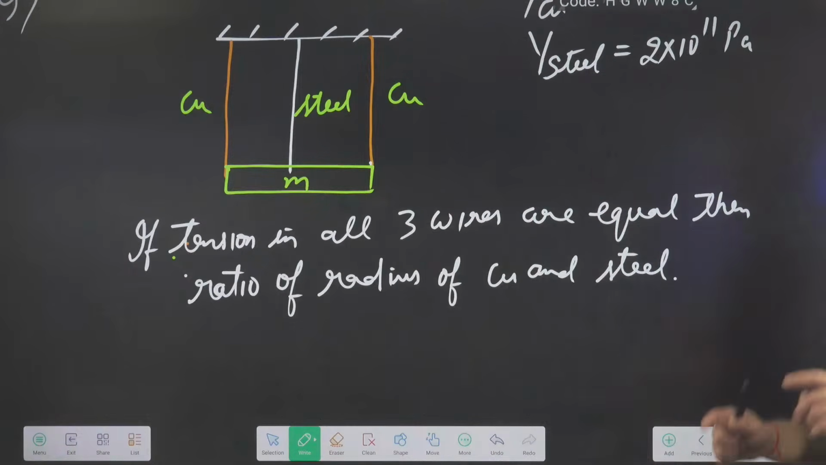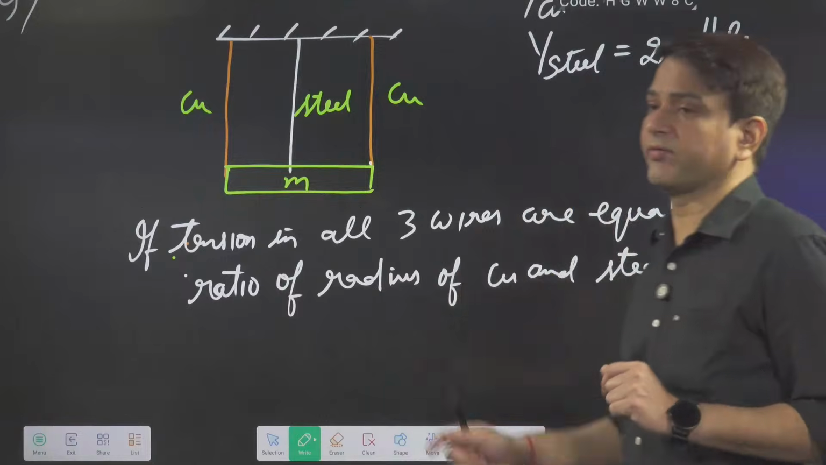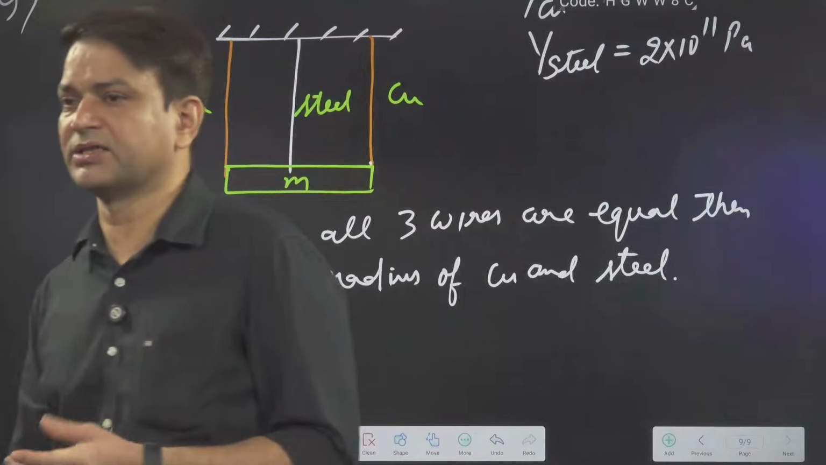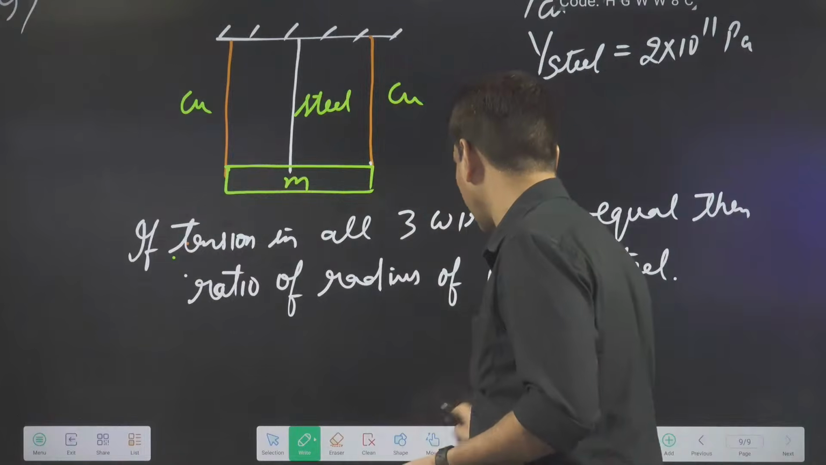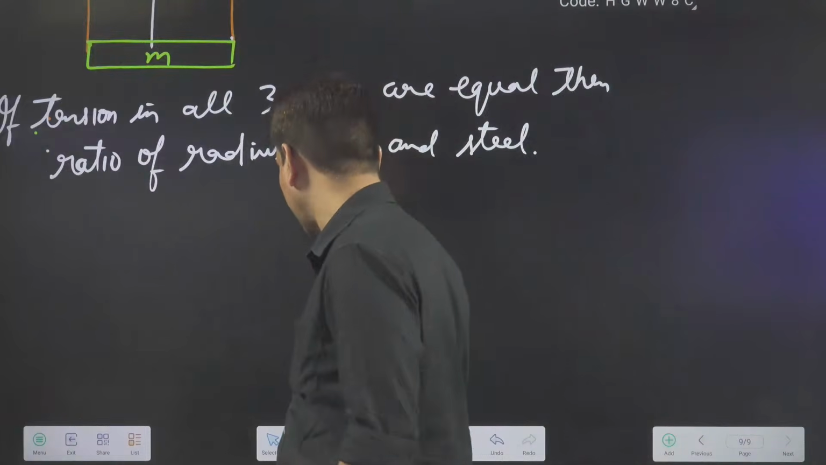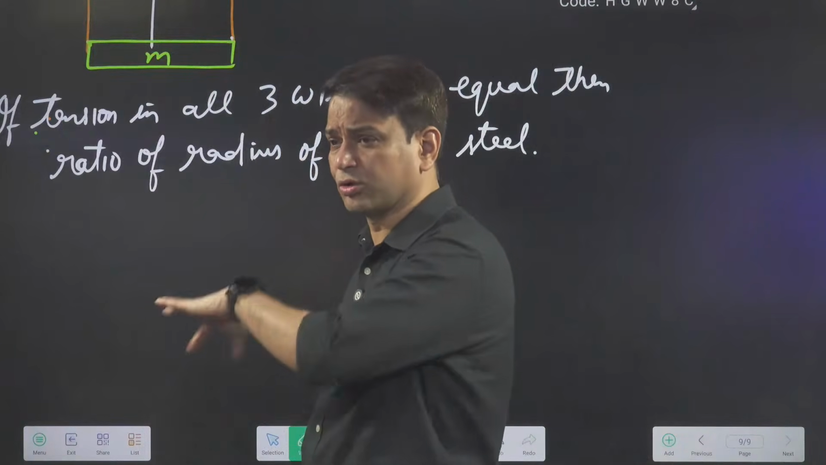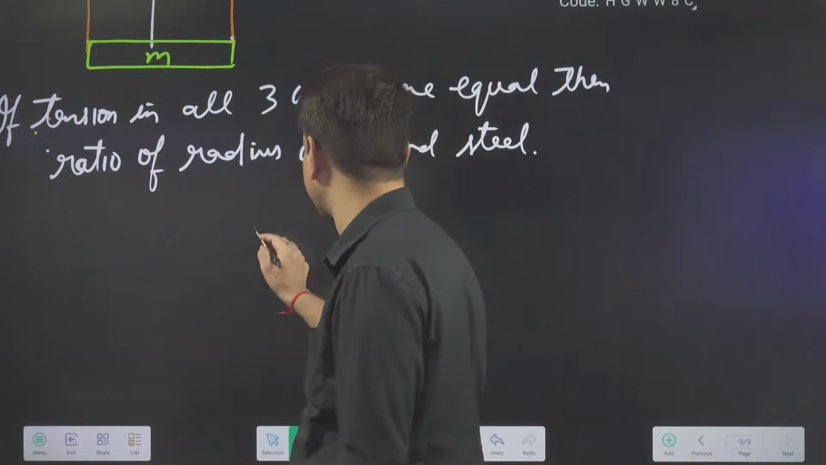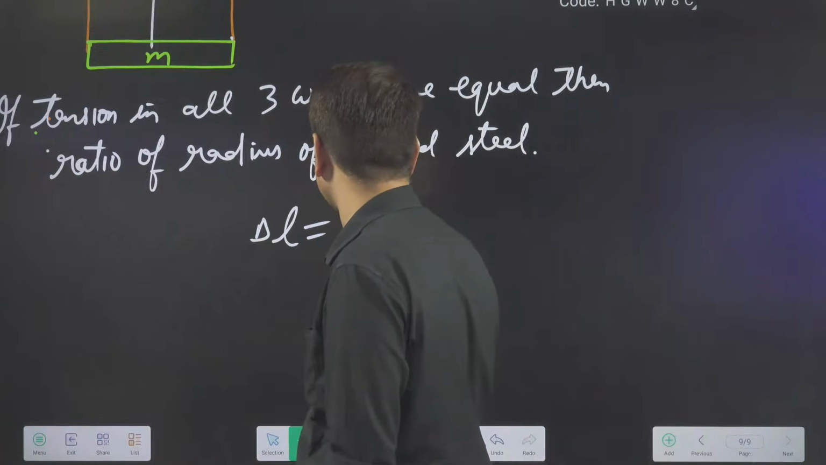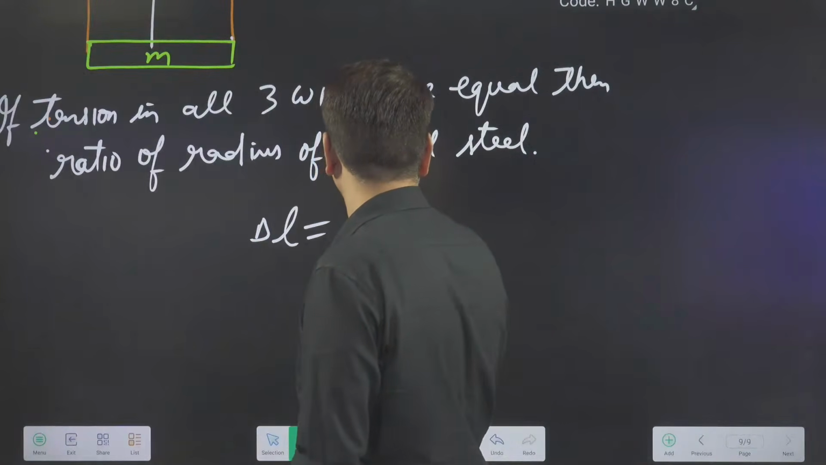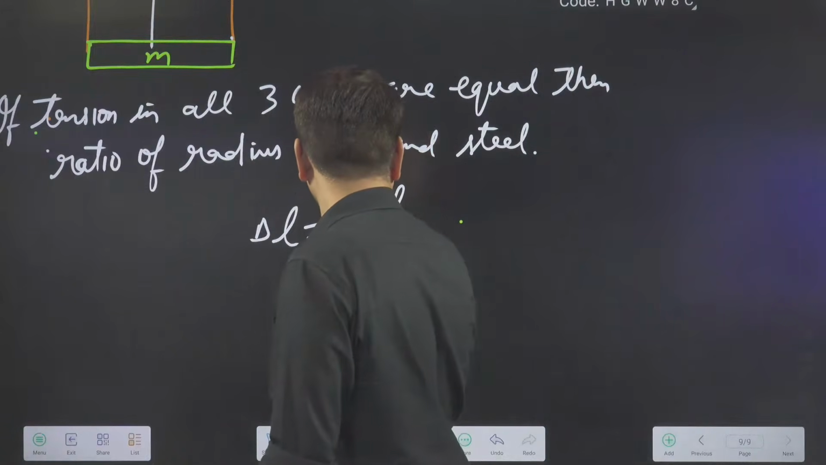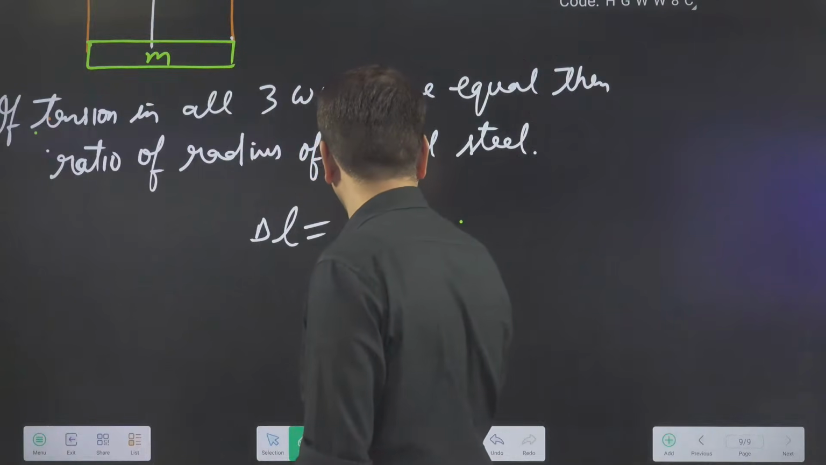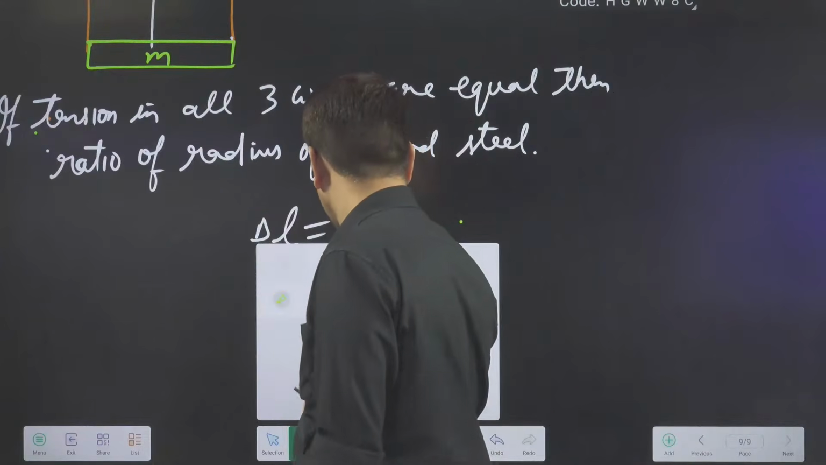Okay, so if you see the situation, all the 3 wires have the same tension. They have given that all the 3 wires have the same tension. Now I'm asking the ratio of radius, so I can go to, again, the only one formula we have up to now in this chapter. Delta L is equal to what? FL upon AY. That A I can write as what? Pi R square into Y.